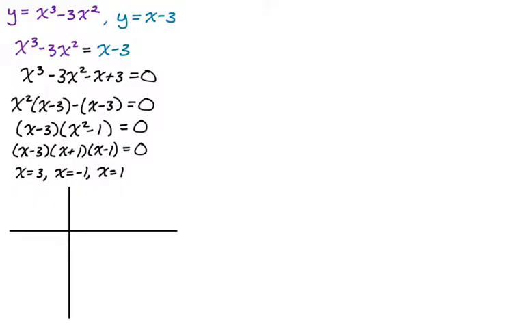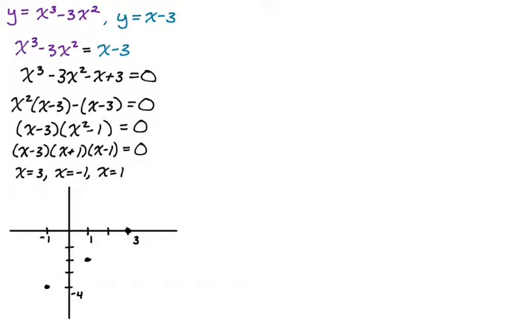So here, first interesting point is that x equals negative 1. So when x is negative 1, take it and plug it into either of the equations, you will get negative 4. So let's plot a point at negative 1, negative 4. And then at x equals positive 1, when x is positive 1, y is negative 2 for both of our curves. And then when x is equal to 3, y is equal to 0 for both of our curves.